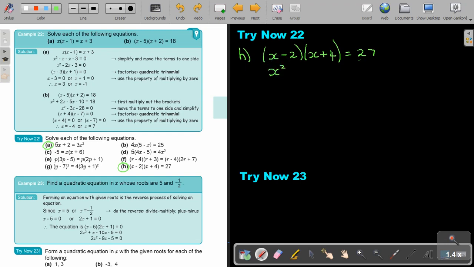So this will be x squared plus 4x minus 2x minus 8. Bring the 27 over, put it equal to 0. So this will be x squared plus, okay, these are your like terms, 2x, and in this case it's going to be negative 35, and that will be equal to 0. Okay, then I factorize, and remember, it's in group B. Do you see that?